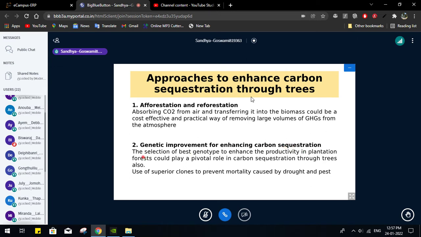For this, when we go for forest plantation, selection of the best genotype should be done so that the productivity of the plantation forest can increase, as more productivity means more carbon sequestration. What does more productivity mean? The product we get from the tree is most often timber, right? So more timber will be there because of a good genotype with superior growth, and then we are going to get a higher amount of carbon sequestered.